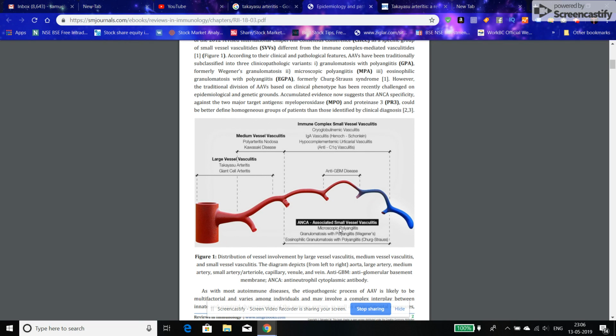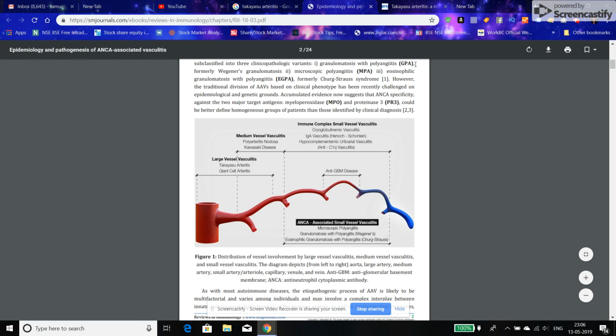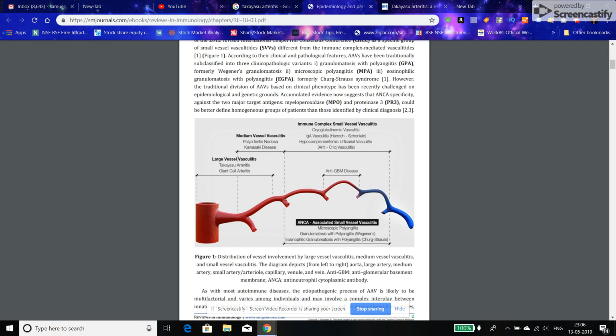Now, small vessel vasculitis is a bit tricky. You can divide it into granulomatosis with polyangiitis, GPA, microscopic polyangiitis, and eosinophilic granulomatosis with polyangiitis. See, polyangiitis is a common word in all the small vessel vasculitis. So if you get a disease with polyangiitis, it is most probably a small vessel vasculitis.